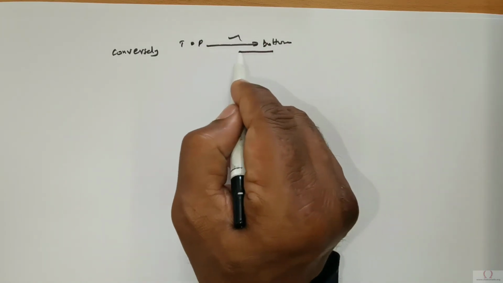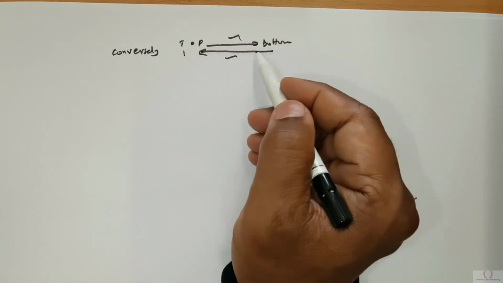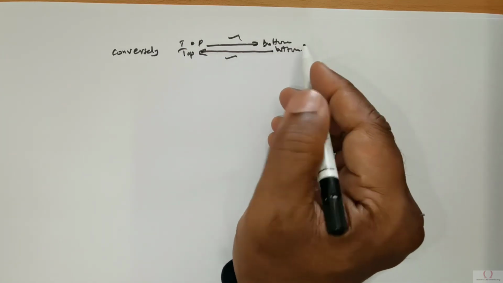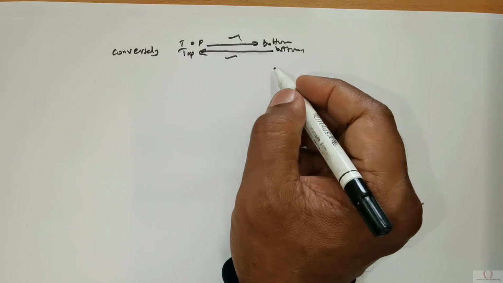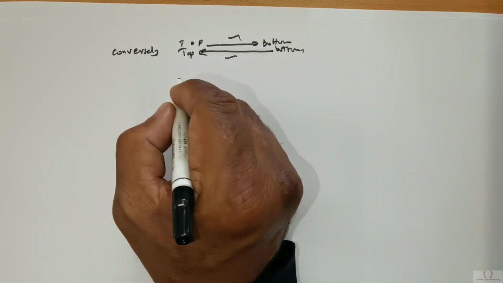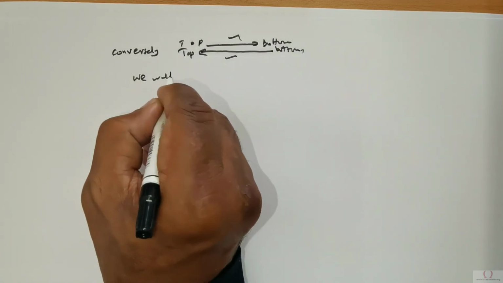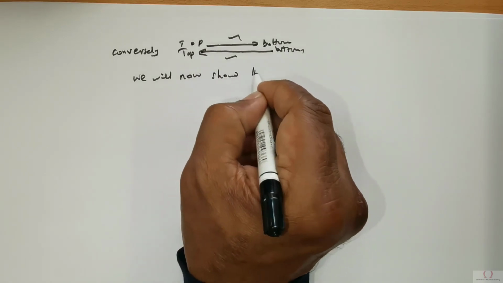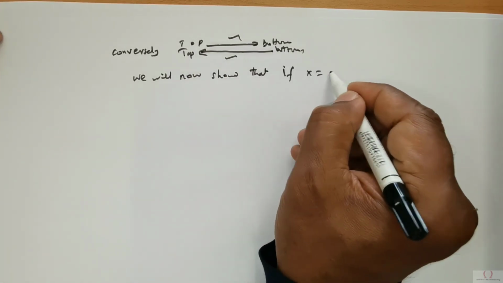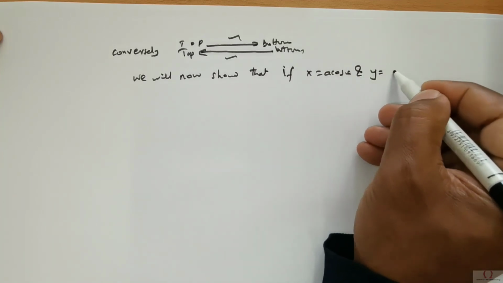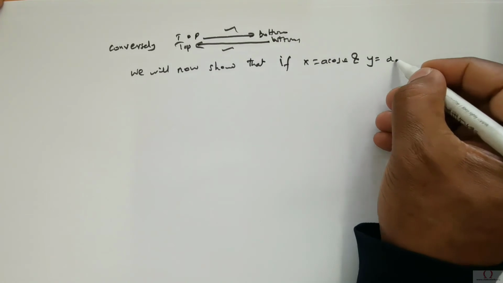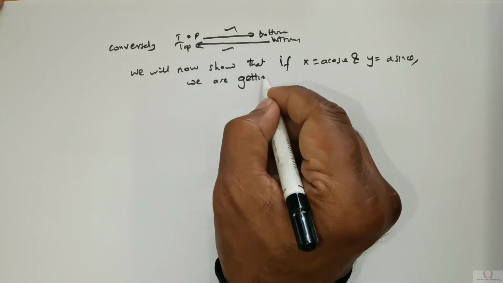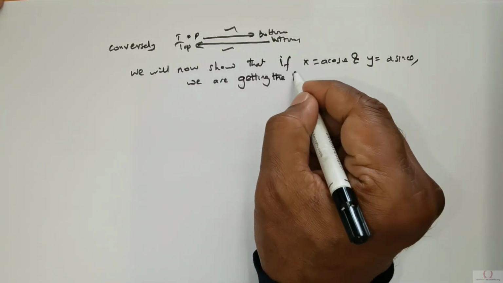But now we have to check from bottom to top. This is also okay. You catch my point. So now our starting point is from the bottom. So how are we going to do that? Now we know that, so let me write that down. We will now show that if x is equal to a cos theta and y is equal to a sin theta, we are getting a circle.